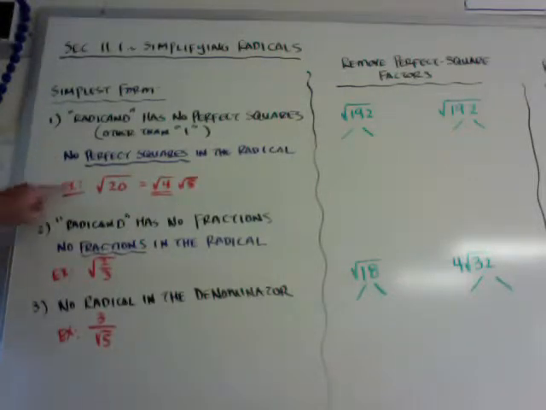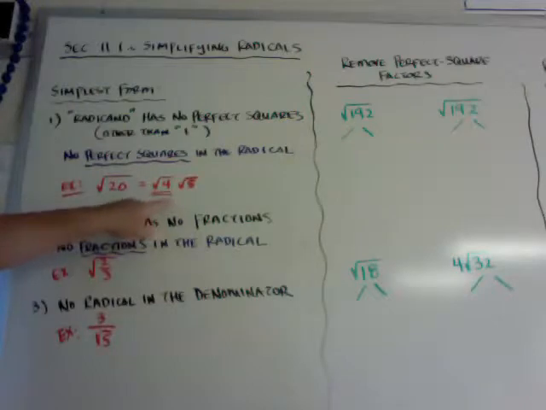For example, if you have radical 20, that's like saying radical 4 times 5, and radical 4 is a perfect square. So radical 20 is not in simplest form. You need to break that down as much as possible.